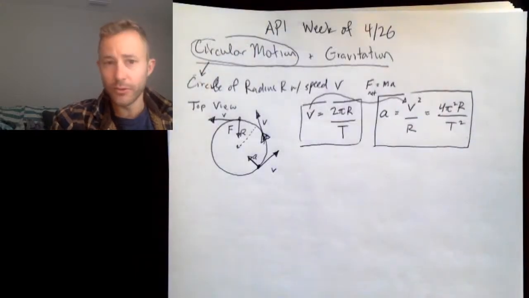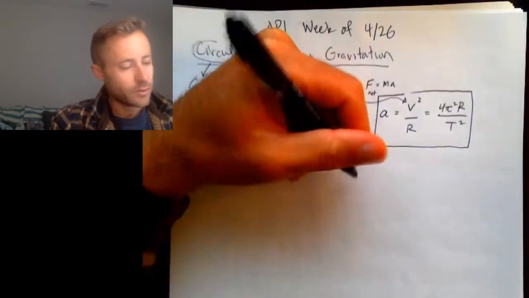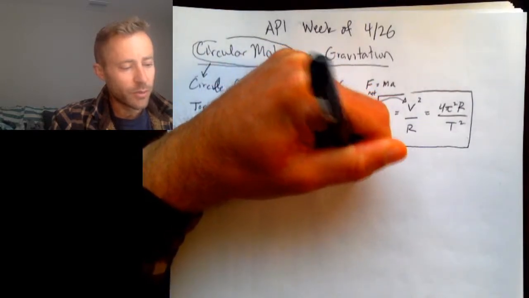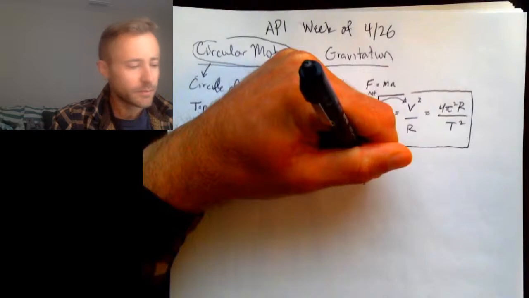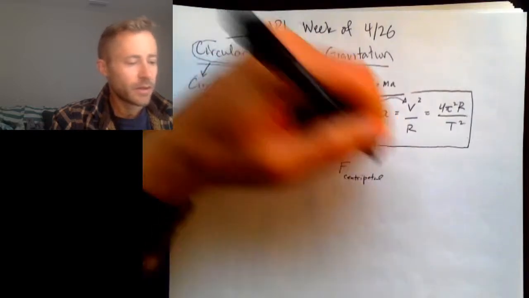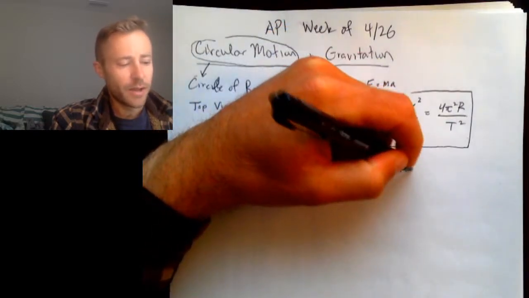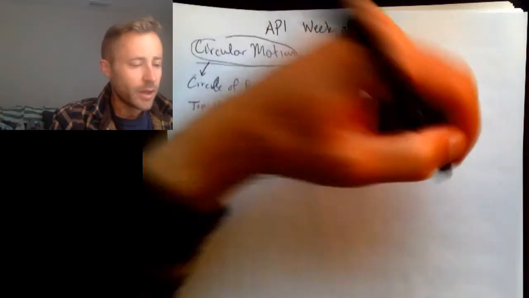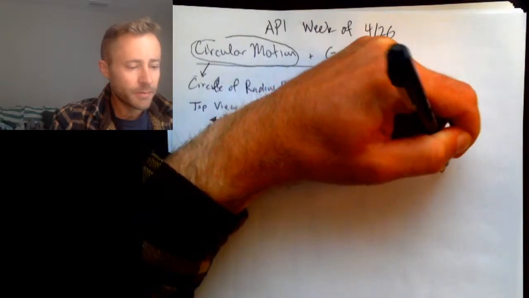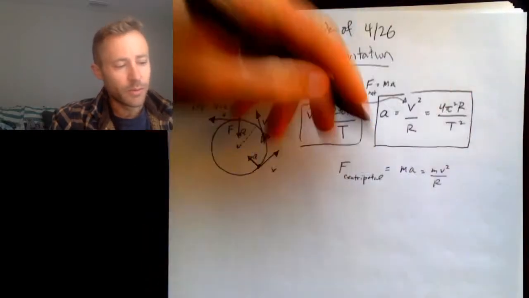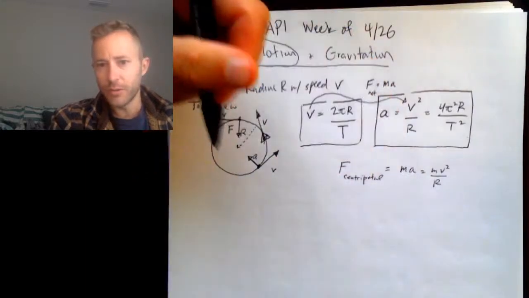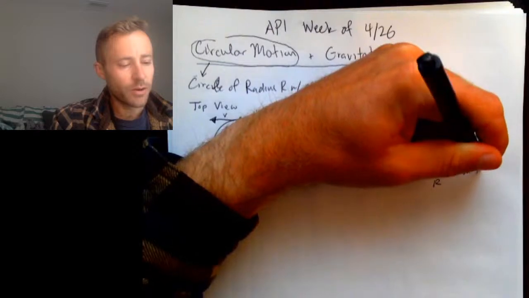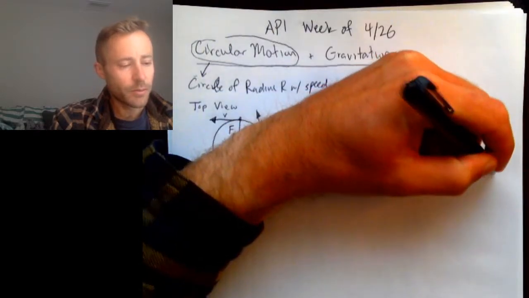And then, of course, just like always, Newton's second law is valid. So the centripetal force is going to be equal to ma, which is going to be mv squared over r, because the acceleration is v squared over r, or it could be m times 4 pi squared r over period squared.